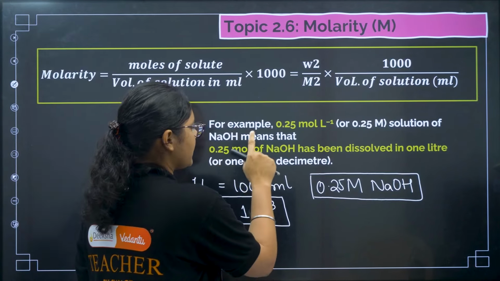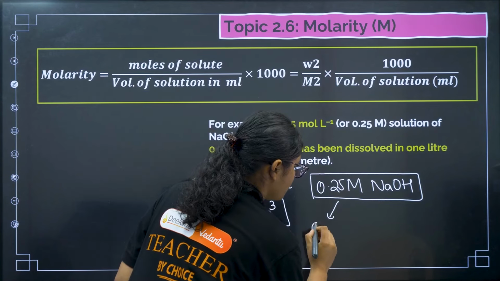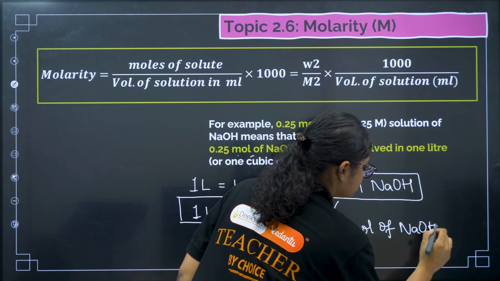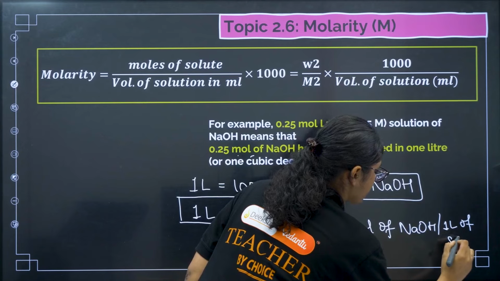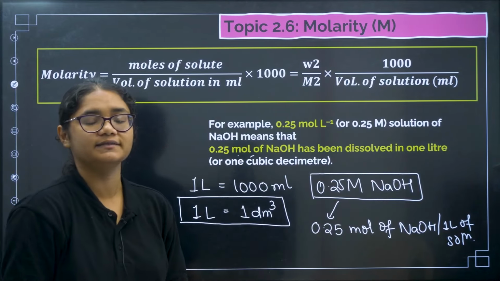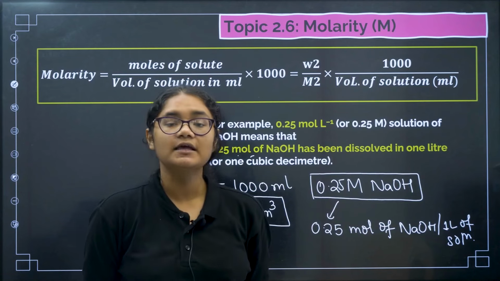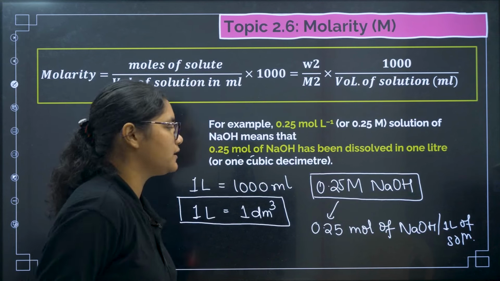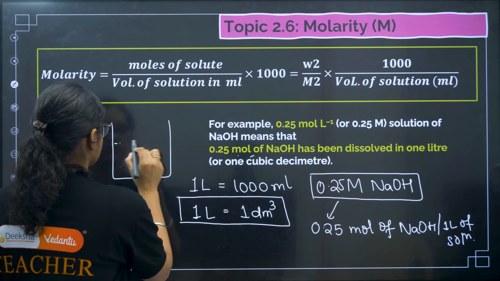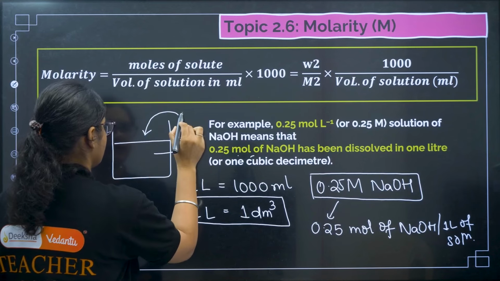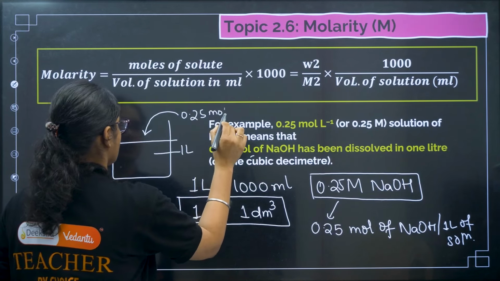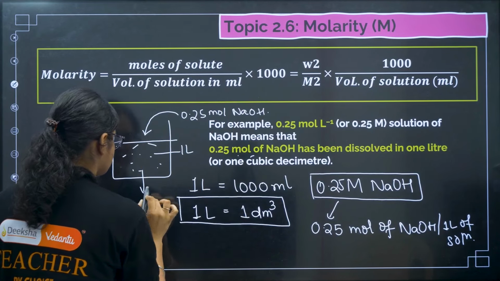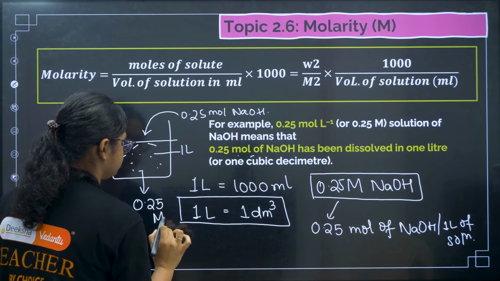When I'm saying 0.25 molar NaOH, that means 0.25 moles of NaOH is dissolved in 1 liter of solution. This is very important to understand. What you have done, basically, is taken a container, made the solution 1 liter, and then added 0.25 moles of NaOH. After adding this, we get a solution whose concentration will be 0.25 molar.